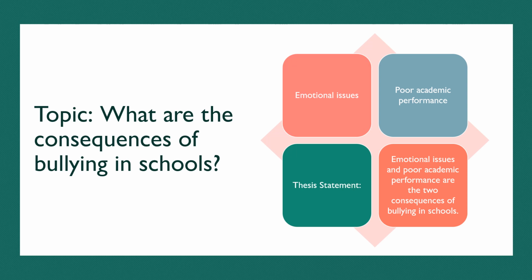Now, let me give you another example. The topic for this essay is, what are the consequences of bullying in school? And here are the 2 consequences. The first one is emotional issues, and the second one is poor academic performance. And now when you write the thesis statement, it is going to be in this form: Emotional issues and poor academic performance are the 2 consequences of bullying in schools.